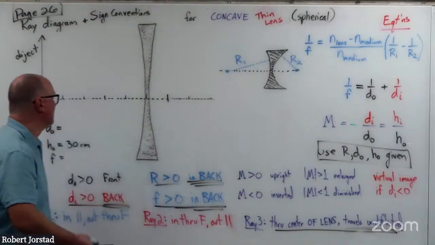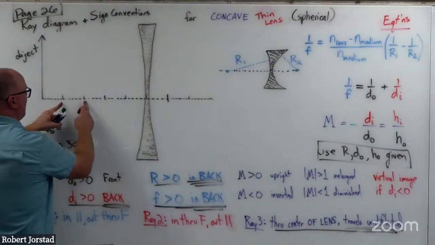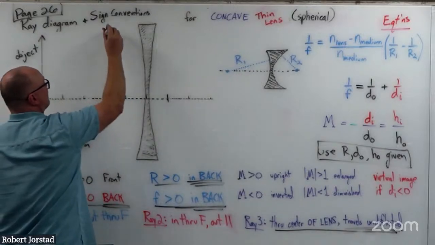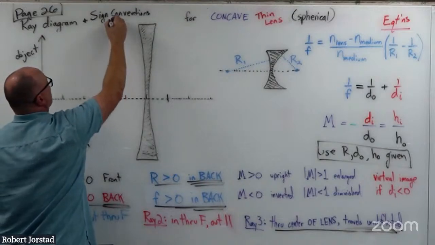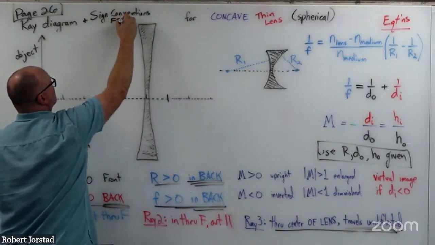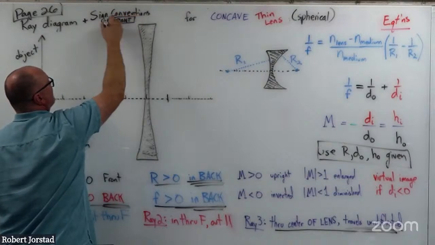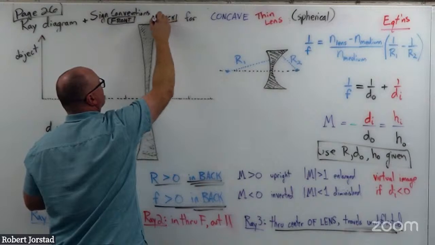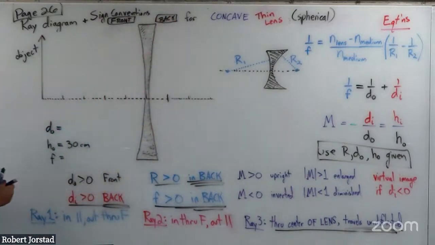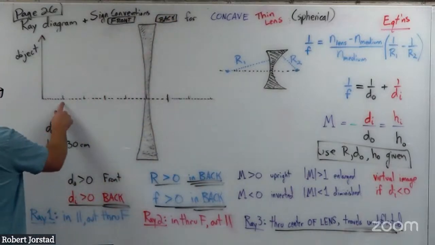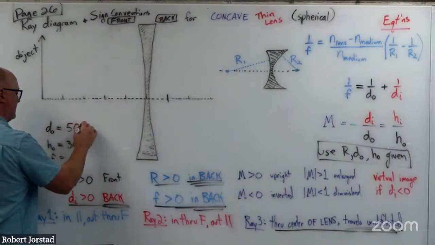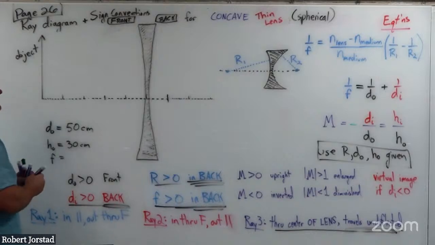Here we go. All right, so in this case, 10, 20, 30, 40, 50. This is on the front. I'm going to label it up here so I have room. This is the front side, and this is the back side of the lens. All right. And then D object is 10, 20, 30, 40, 50 centimeters. Think about the signs. So on the front side, it's positive, we're done.